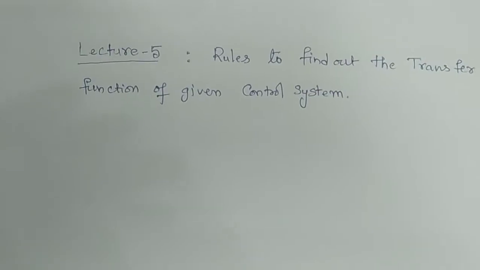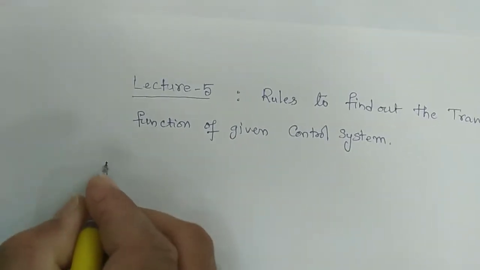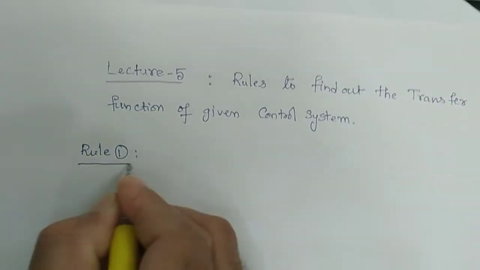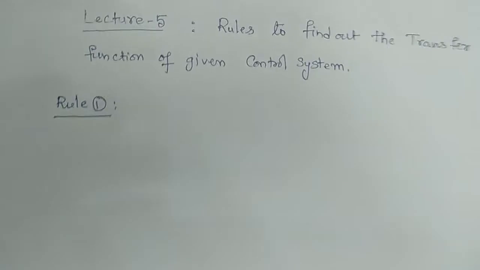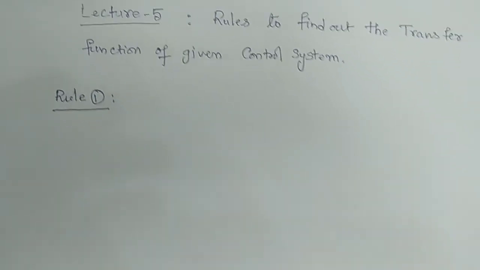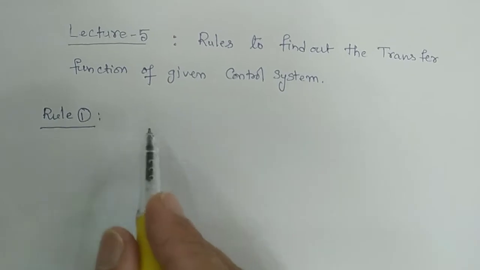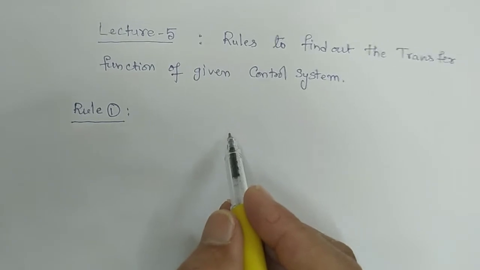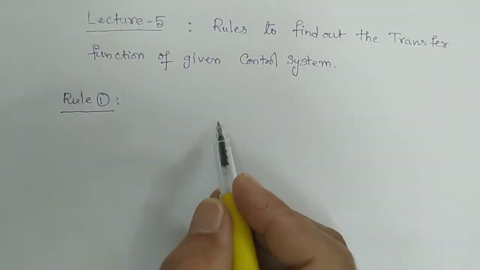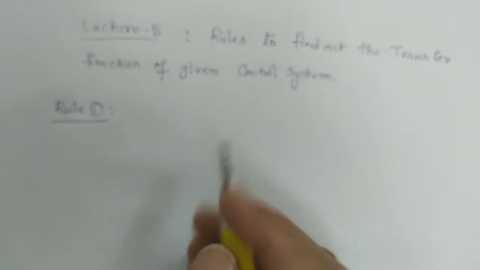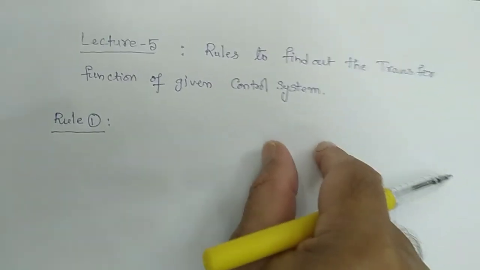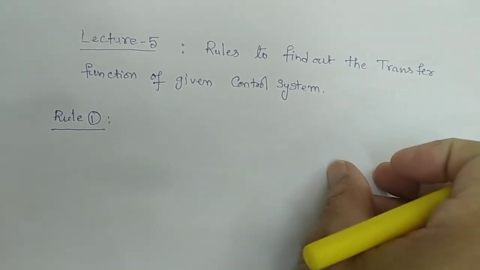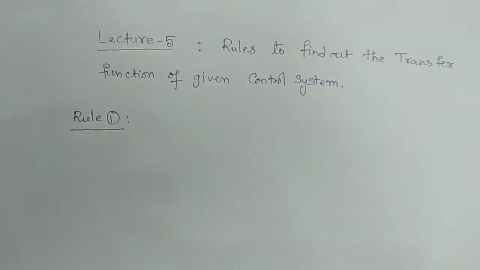What are the rules? So rule 1. In rule 1, it is a very simple rule actually. In the given problem, if there are blocks in cascading, meaning one block is followed by another block, then what is the equivalent block we can write? That is nothing but rule 1.